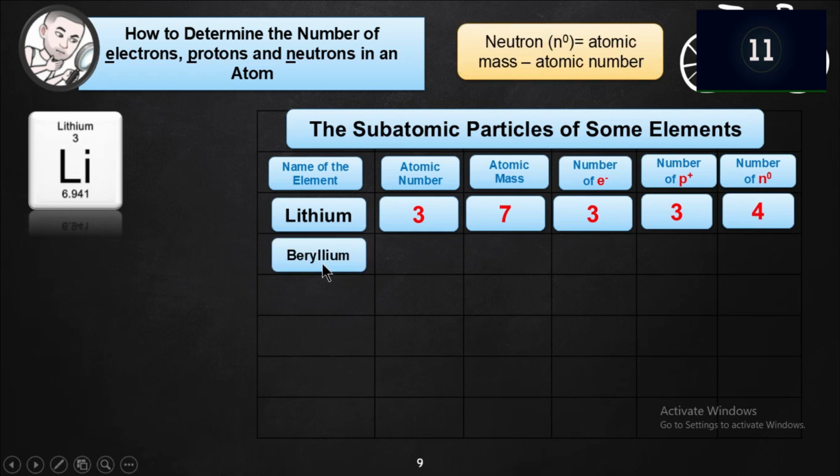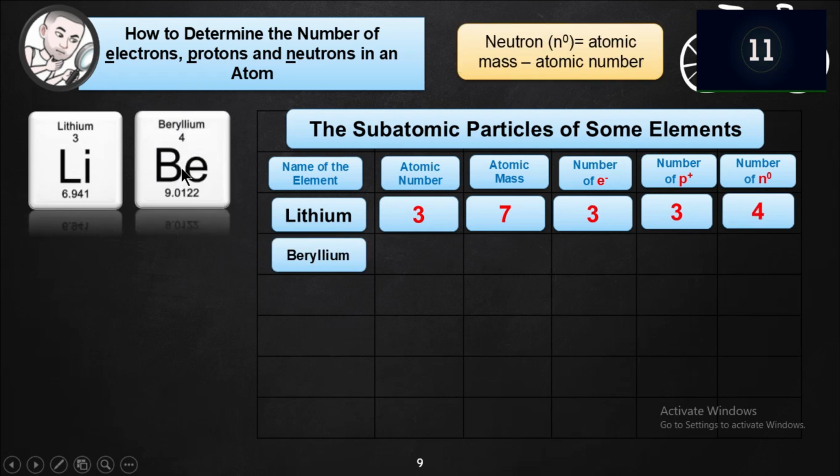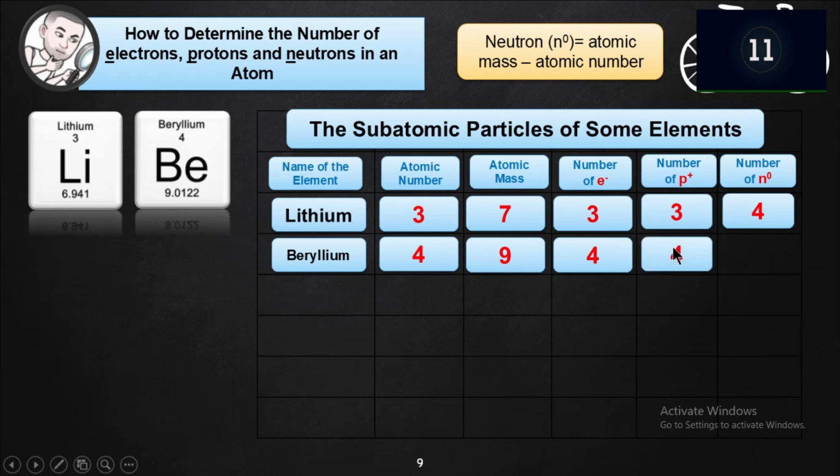Next element is beryllium. Ito yung mga information ni beryllium. Ang atomic number niya ay 4, at ang kanyang atomic mass ay 9.0122. Since malapit na to sa 9, i-round off na natin siya sa 9. Yung ating number of electrons ay yung number ng atomic number, so which is 4. Yung number of protons ay ganun din, number ng atomic number, which is 4. Neutrons, i-minus si atomic mass kay atomic number. 9 minus 4 is 5.